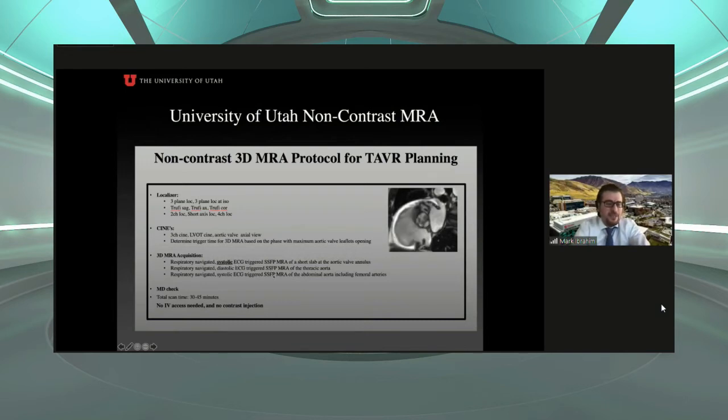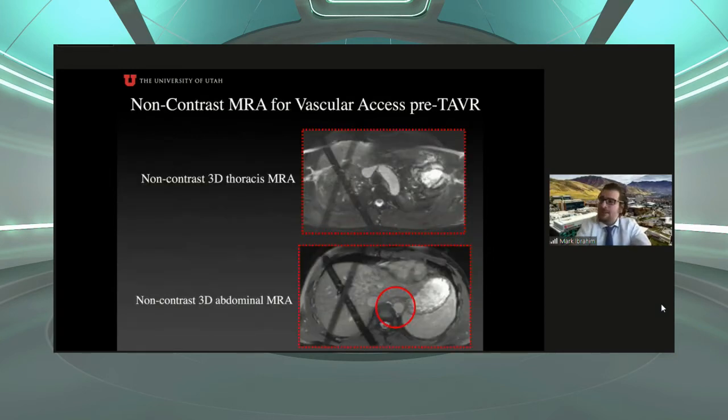The 3D MRI comes in 3 different sets, one for the aortic valve annulus, one for the thoracic, and one for the abdominal aorta. Each one of those takes about 10 minutes, so the overall total scan time is 30 to 45 minutes, with no IV access needed and no contrast injection. We use this mainly for patients at high risk of contrast-induced nephropathy, mainly CKD, and gadolinium use in those patients is also at increased risk of long-term complications.